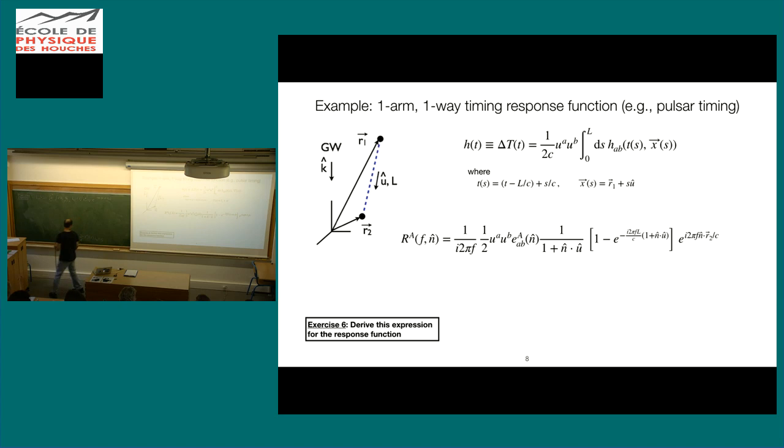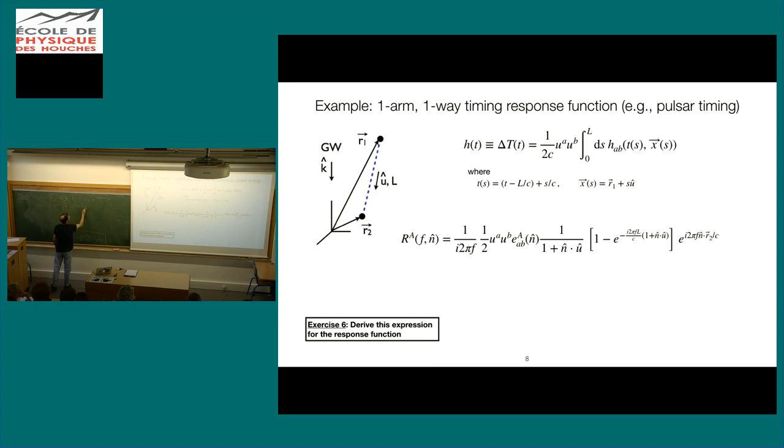Okay, so remember, we ultimately want to get the response function from this expression here. Okay, and we're going to start off with h of t given by this. Okay, so h of t is given by 1 over 2c u^a u^b integral ds from 0 to L h_ab of t(s) and x(s).